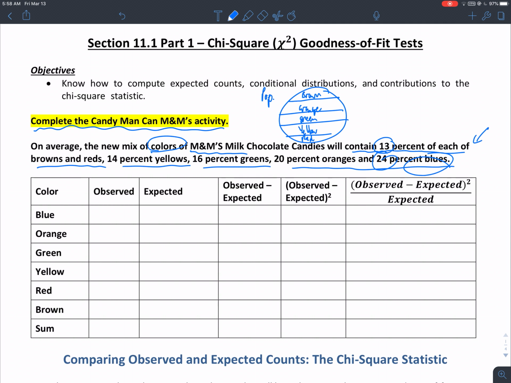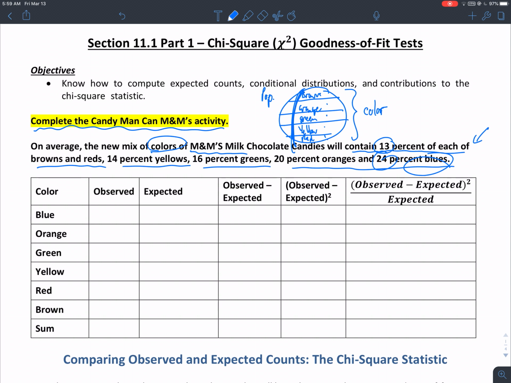That's okay. The point is that all of these colors are values of the color categorical variable. The company claims this is the distribution of color for the population of all M&Ms. They say this is how they manufacture M&Ms. What we want to do is test that claim by taking a sample and seeing how the sample data fit with the claimed data. That's basically what we're doing.